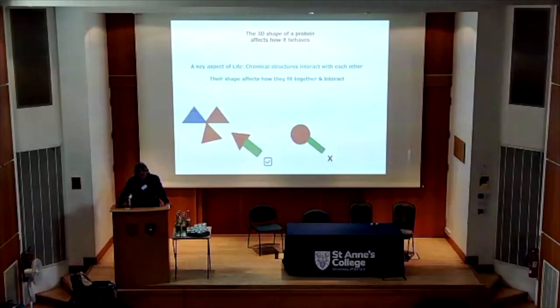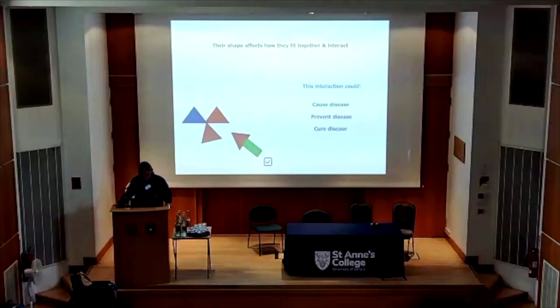Now, the 3D shape of a protein affects how it behaves. So chemical structures interact with each other. This is, in fact, what life is. Their shape affects how they fit together and how they interact. So you can see this set of triangles here, and then there's an image on the right, which clearly would fit into that molecule very nicely. Whereas with this circular form, that protein would not fit together with the original shape. And the interaction could cause disease. If it fits, it could cause a disease process. It could fit and prevent disease. It could fit and cure disease. So the shape of these molecules, how they fit together and interact, is critical.